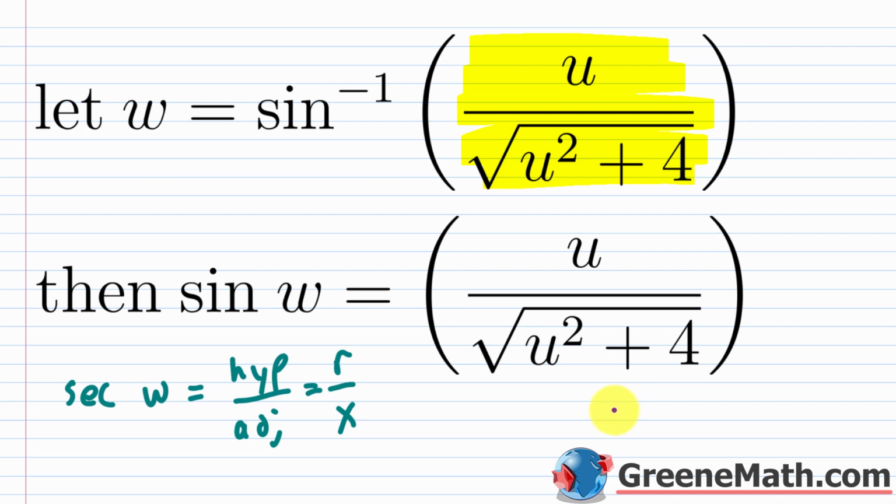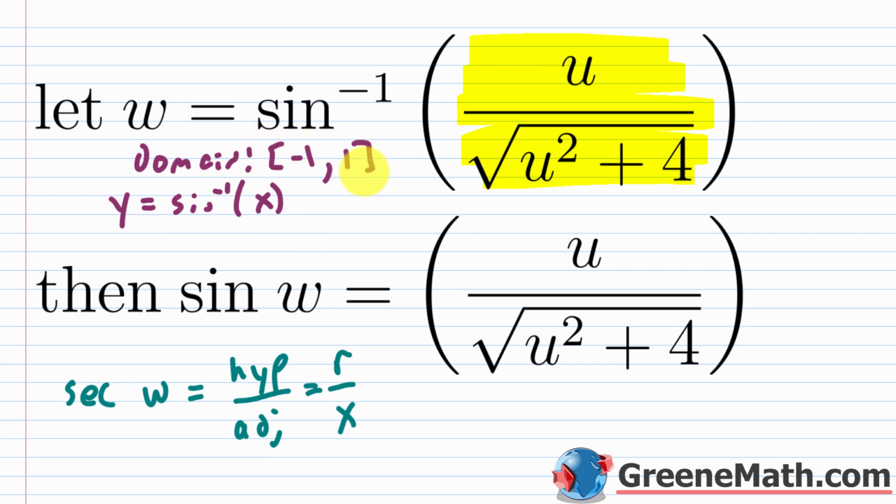So the first thing is, we know that the domain for the inverse sine function, y equals the inverse sine of x, is going to be from -1 to +1, with both being included. So the question would be, is there anything that I can plug in here for u that's going to result in me getting a value that is outside of this domain?